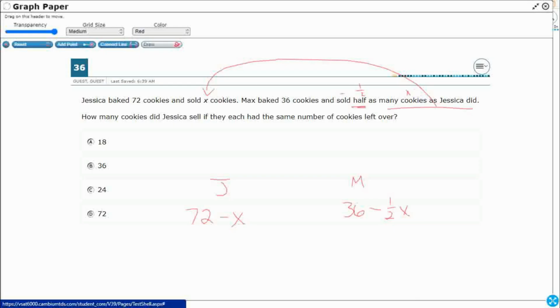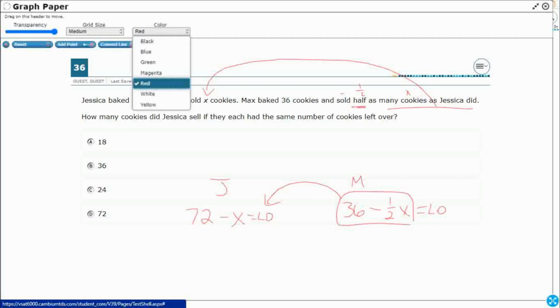Okay, so if I said that equals leftover and that equals leftover because it's the same amount, right now I can substitute in this right here and make these two equations equal each other because they both equal that leftover. So I'm going to substitute in 36 minus 1/2 x for that leftover over there, and this is what we're going to get. 72 minus x equals 36 minus 1/2 x.